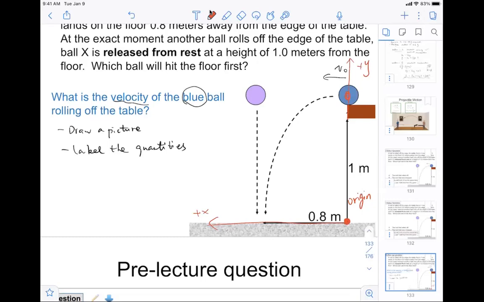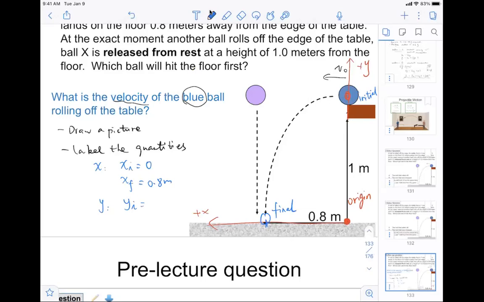Okay, so any other quantities we can label? We know the initial velocity V naught, right? That is my initial moment as it falls to the ground. That is my final moment. So I know these quantities. In the x direction, my x initial is at the origin, so 0 meters. My x final is 0.8 meters, right?